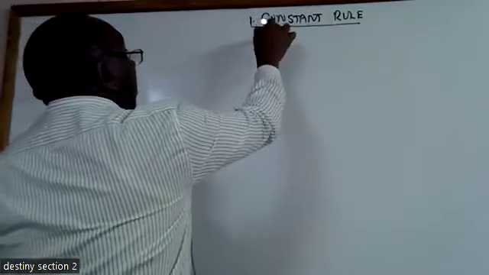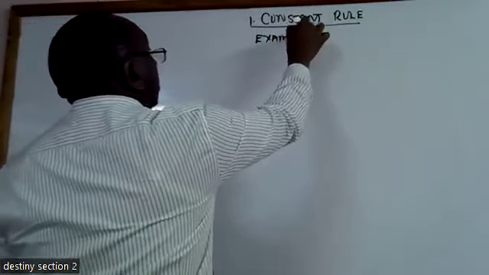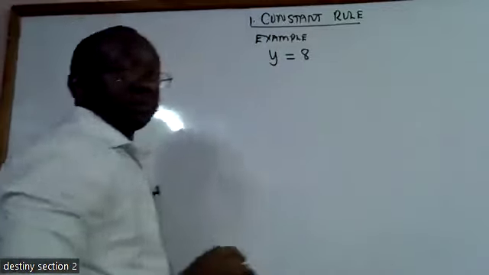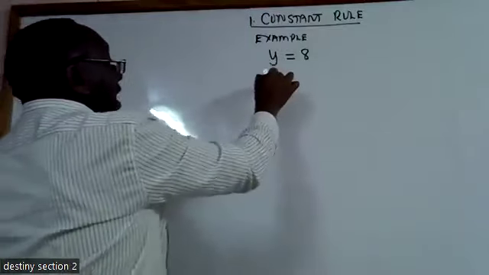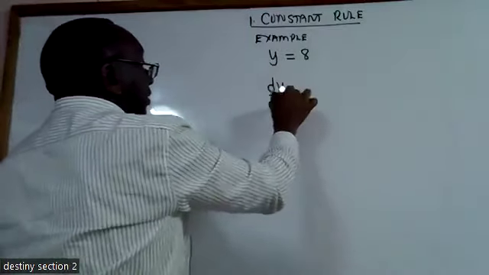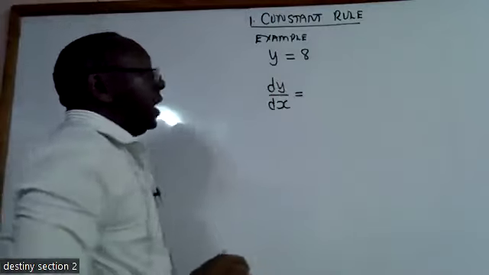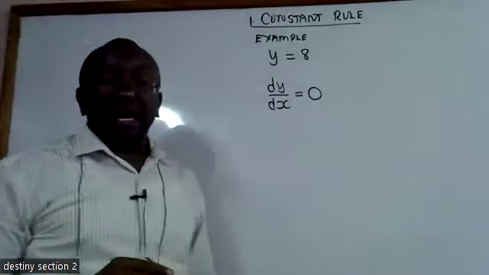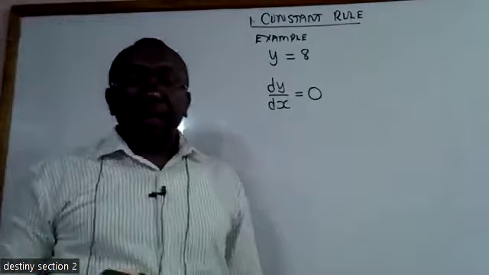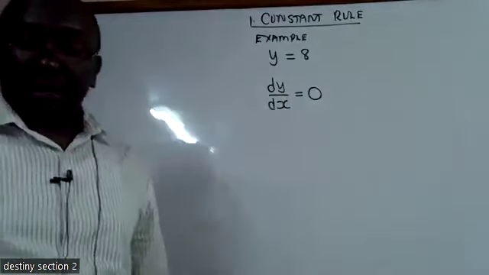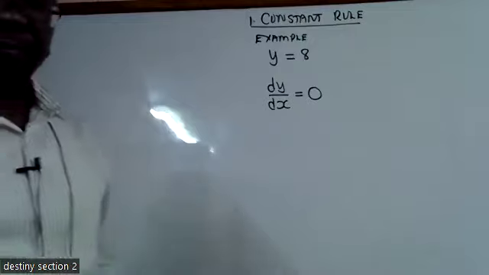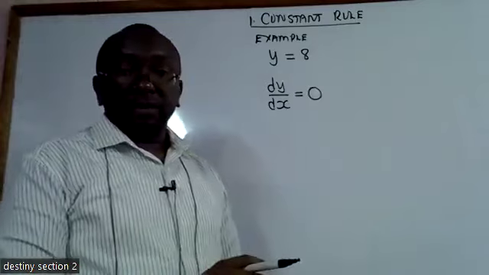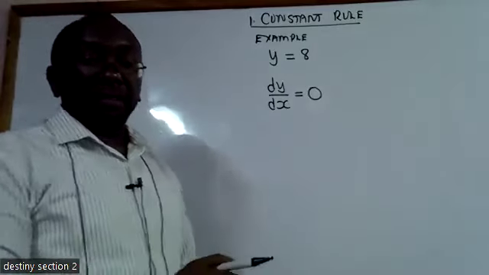Okay, so if you have an example whereby you are told y is equal to 8, dy/dx is 0. That is because this one does not have x. So that is called the constant rule.